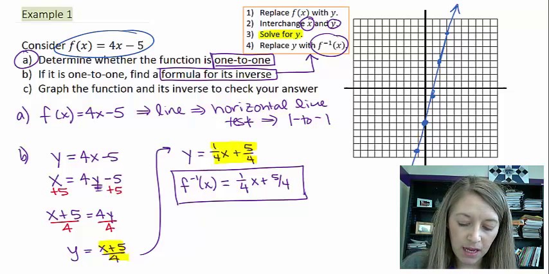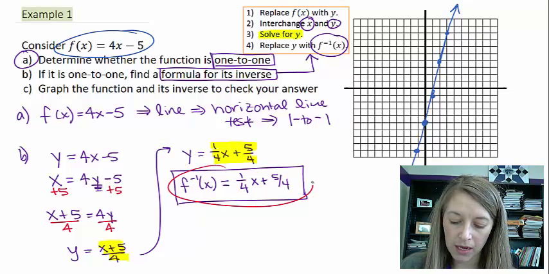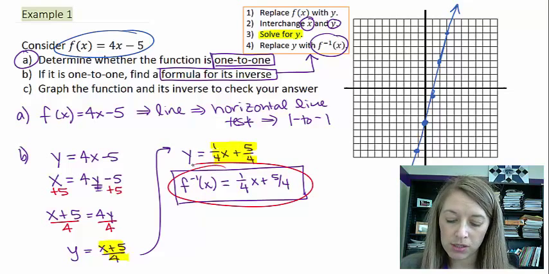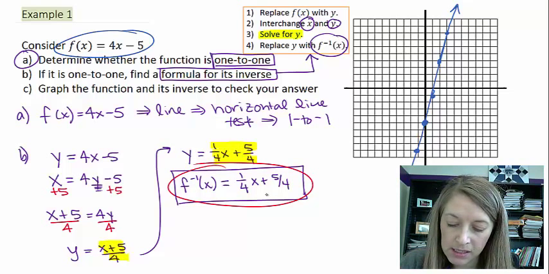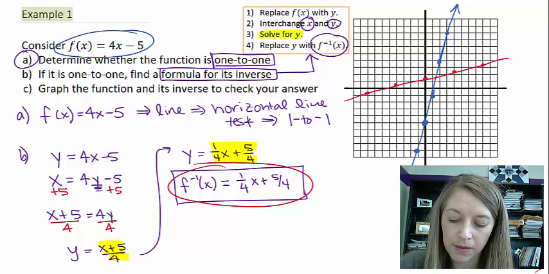Now let me graph my inverse function in red. I see that my y-intercept is 5/4, which is the same thing as 1 1/4. And then my slope is 1/4, so I go up 1 over 4 units. Again, I'm going to do that as much as I can on this grid, so it's more obvious when I'm going to double check this answer. And so that gives me this line here.